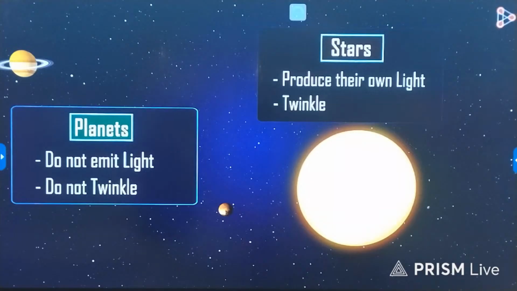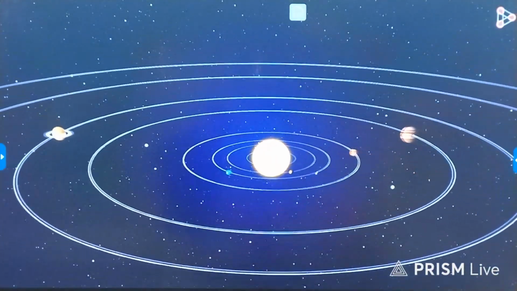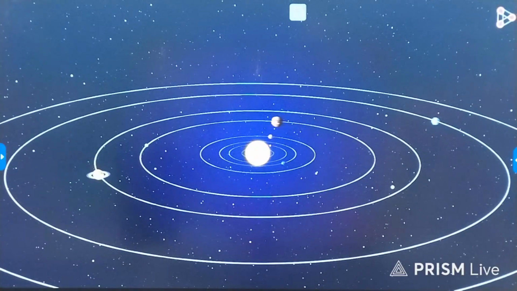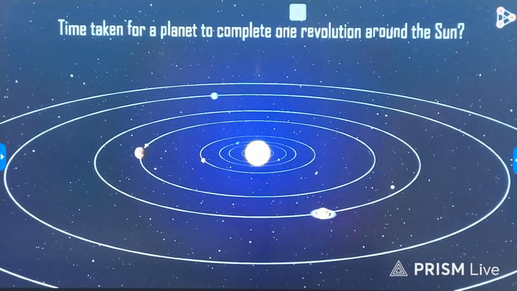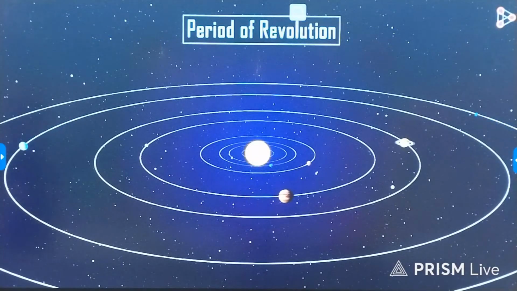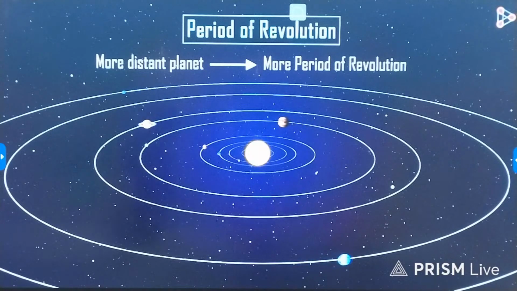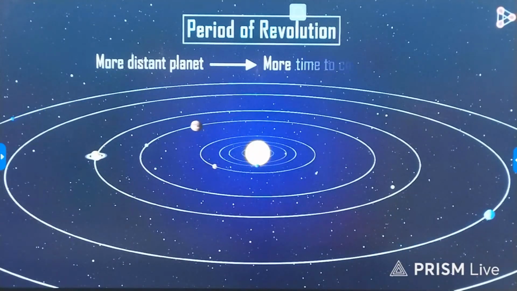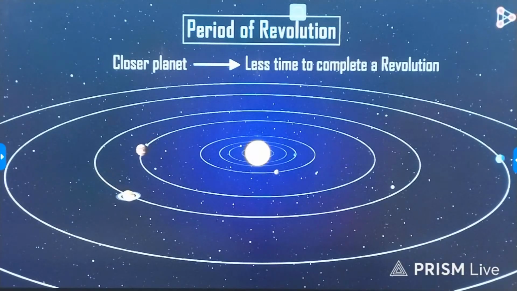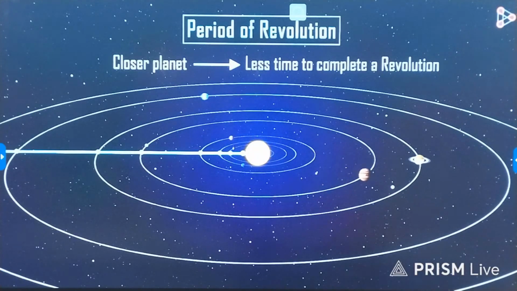Do planets travel in a specified path? Yes, planets orbit around the sun, each with its different path, but in the same circular motion. Speaking of orbit, how do you measure the time taken for a planet to complete one revolution around the sun? It is called a period of revolution. The more distant a planet is from the sun, the more will be the period of revolution. In other words, distant planets take more time to complete a revolution, while the closer one takes less time to complete it. It's kind of obvious because the circumference will be much more as the radius is more.